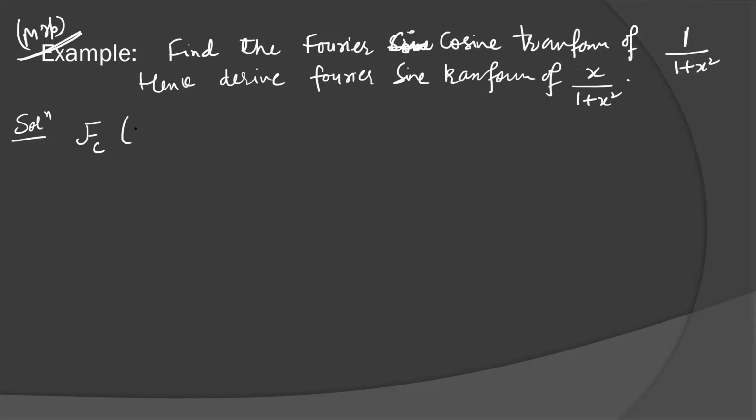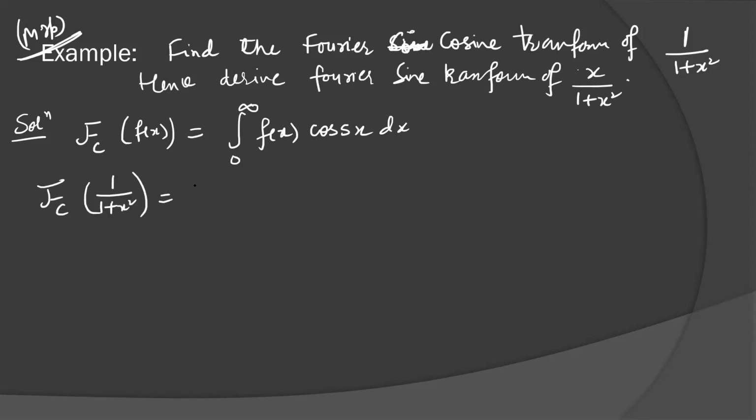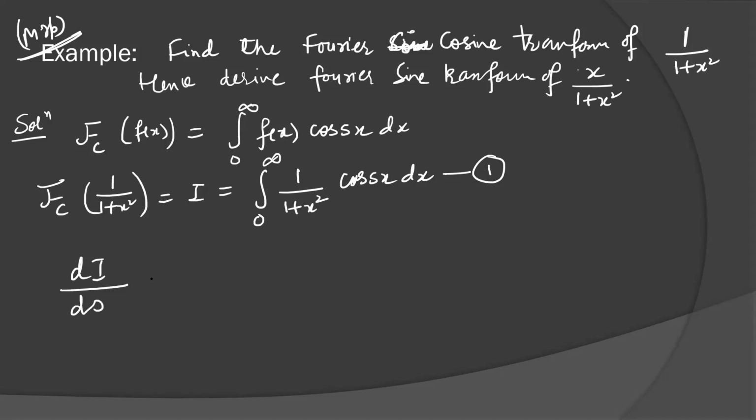Fourier cosine transform of any function f(x) is equal to integral from 0 to infinity f(x) cos sx dx. Now the Fourier cosine transformation of 1 over 1 plus x square, I am calling as integration I, 0 to infinity 1 over 1 plus x square cos sx dx. And this integration is very difficult to integrate. So what will we do now? This is called equation number 1. We will differentiate with respect to s and we will see what we can get.